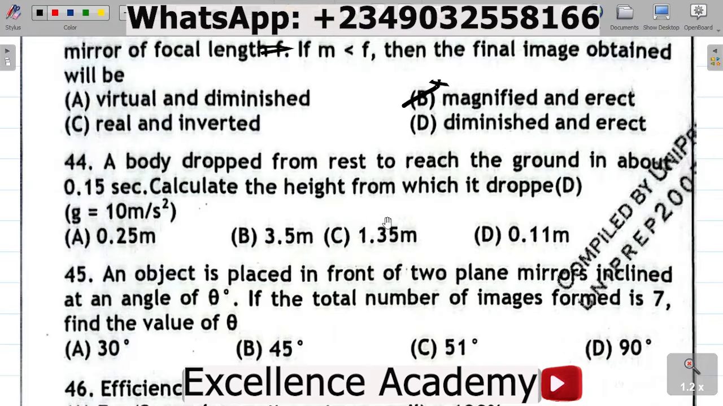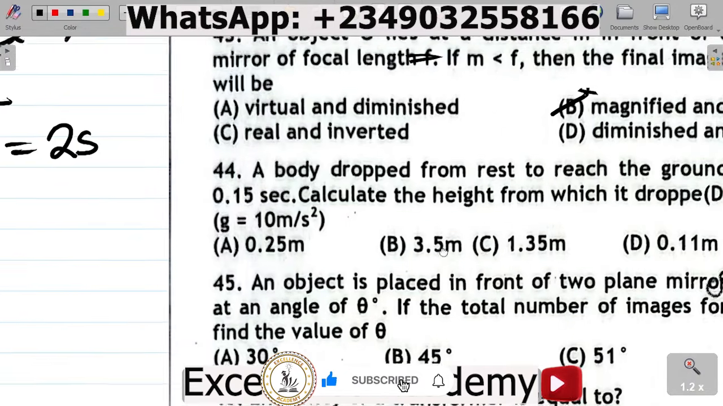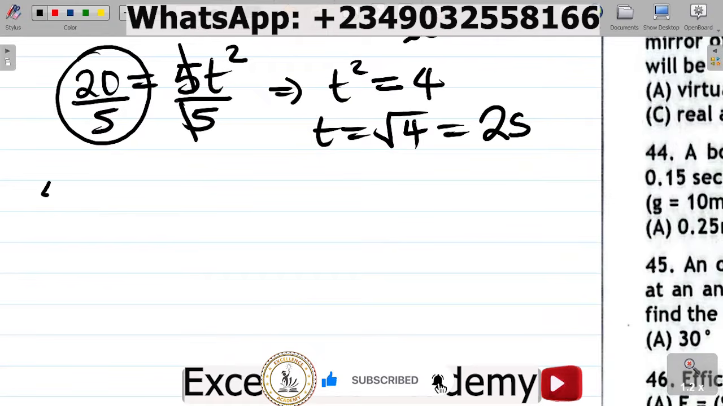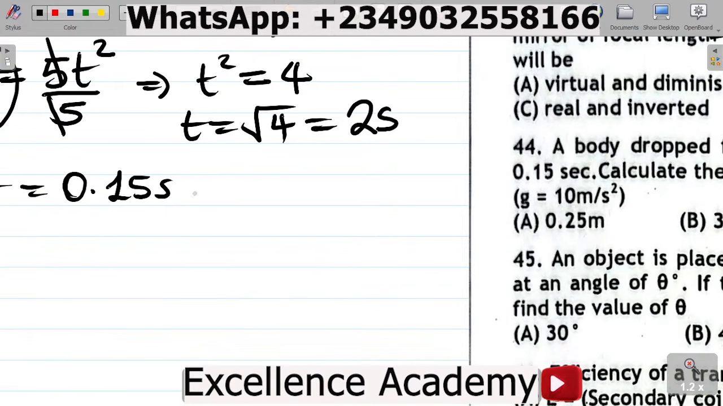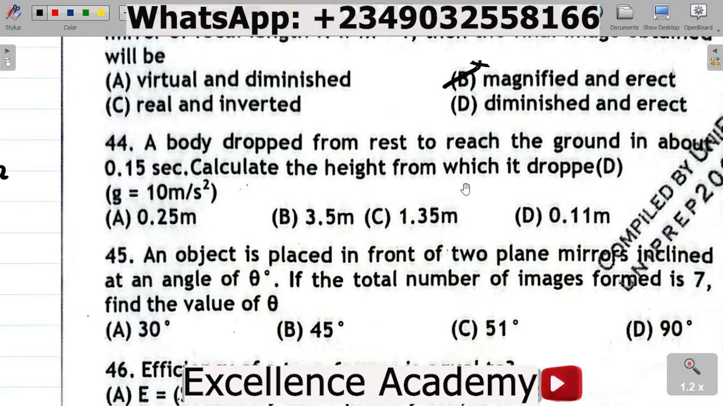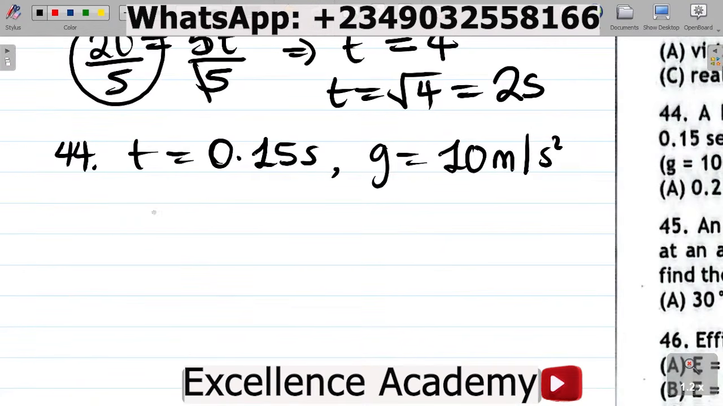So how do we answer this question? Again, we use the same concept as we used initially. Now, in solving this, it says a body is dropped from rest to reach the ground in about 0.15 seconds. So for 44, they give us the time t as equal to 0.15 seconds. You're also told to take g as equal to 10 meters per second squared. What else? They said you should calculate the height from which it is dropped. So h, the height from which it is dropped, is unknown.